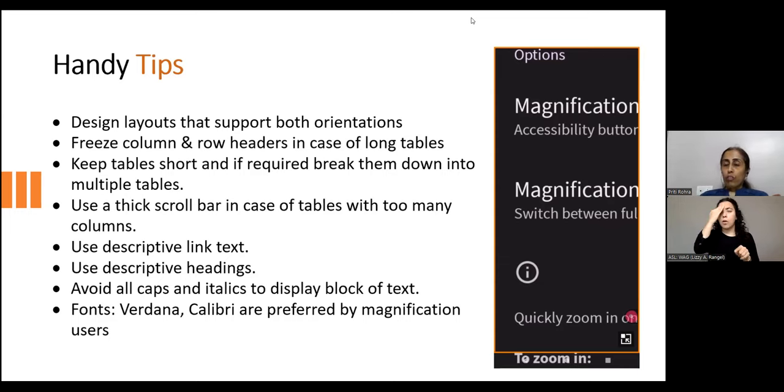When we talk of headings, descriptive headings would help magnification users. A heading text which is descriptive of the content below will help users decide whether they want to read this subset of content or not, or whether they need to move ahead and read the content which they were looking for. So use descriptive headings. Again, something which is covered by WCAG at level AA, and this will also help magnification users.